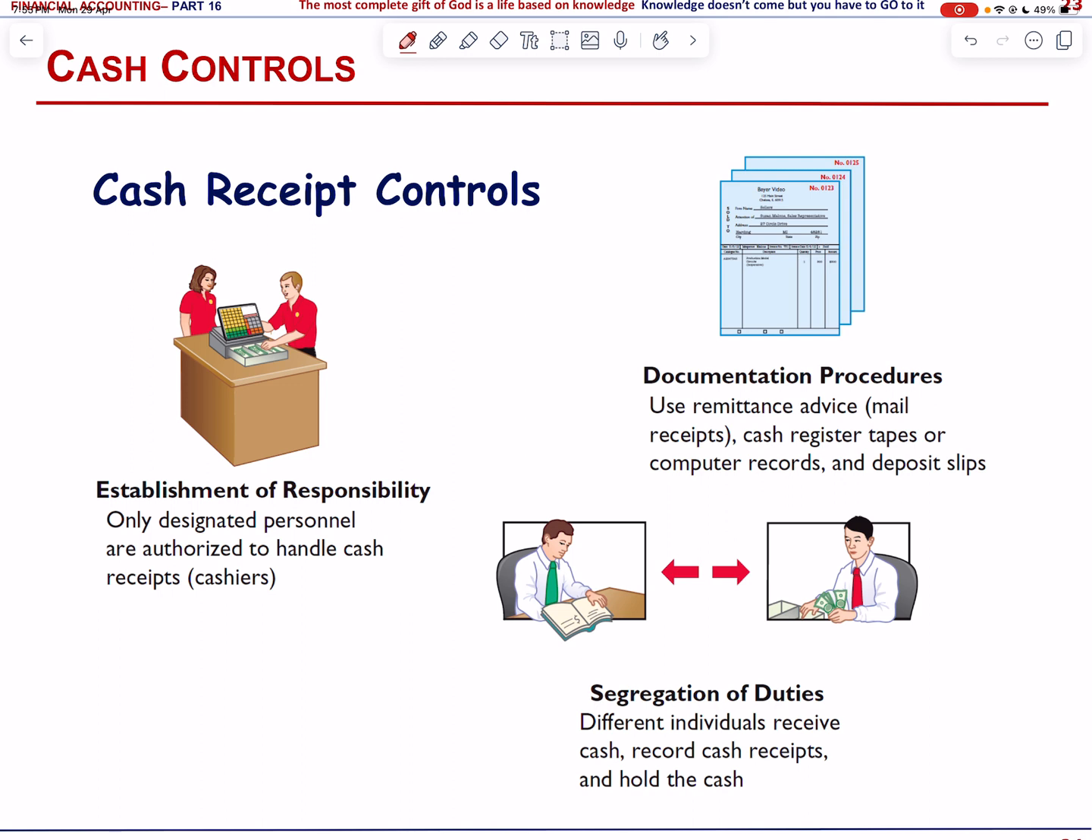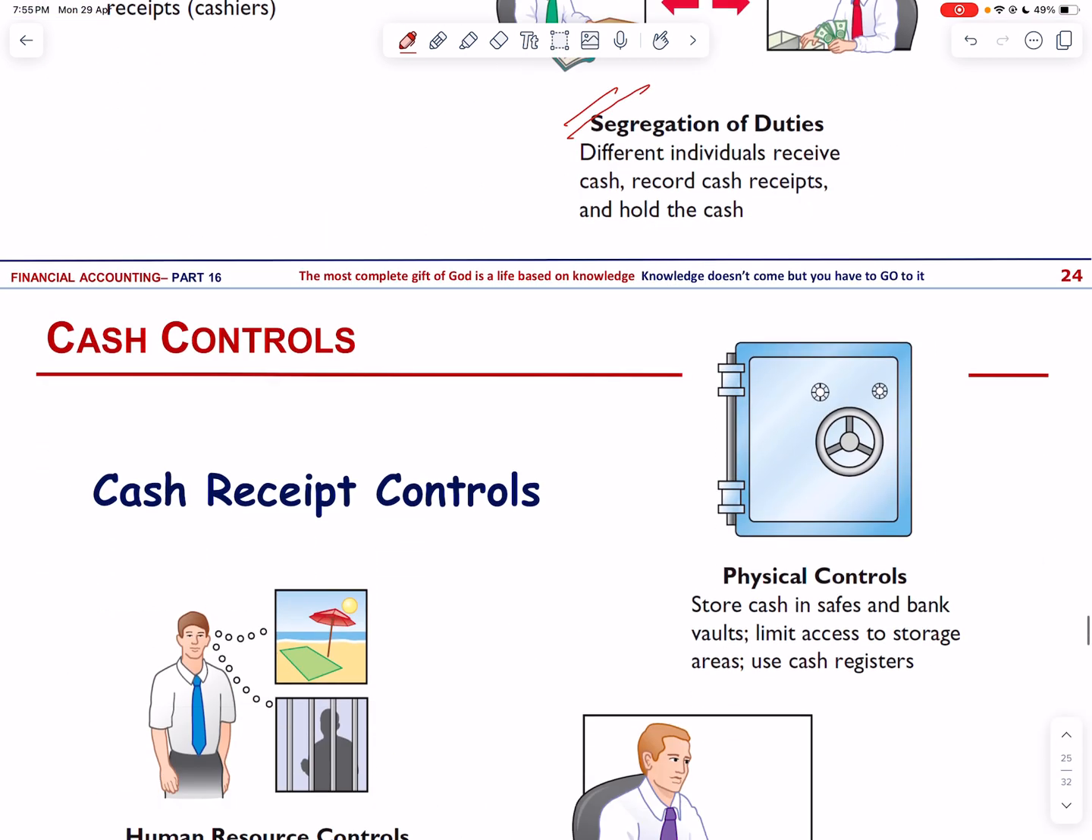Cash receipt controls ensure security, accuracy, and integrity. Like responsibility, assigning specific roles for handling cash keeps things clear and accountable. Documentation, that is, clear procedures for recording all transactions, ensures transparency. Segregation, that is, dividing duties among different people, prevents one person from controlling everything, reducing errors and fraud. These controls make sure cash receipts are handled accurately and securely.